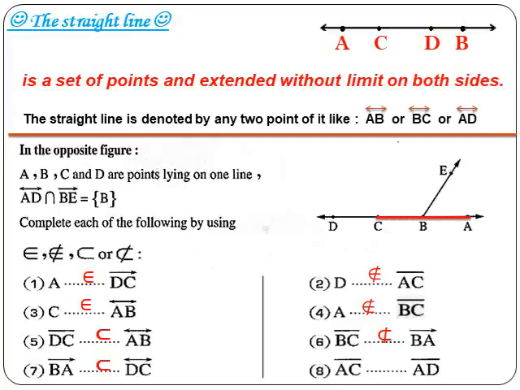So AC line segment. I will draw AC line segment. What about AD? That's AD. So AC is a subset of AD, because I found AC on AD. That's correct. That's wonderful.